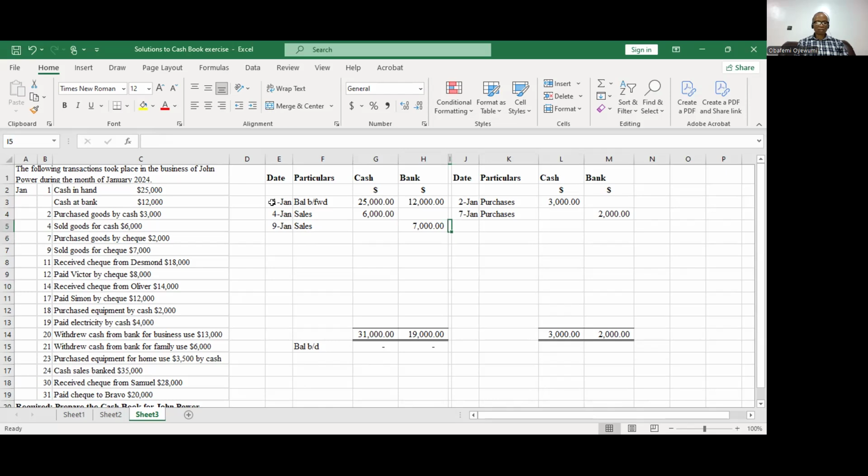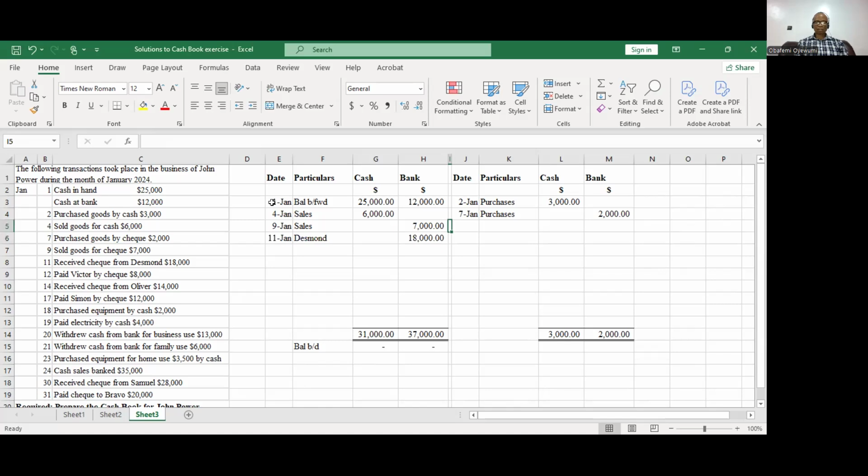On the 11th of January, an amount was paid by Desmond. So you have Desmond recorded in your particulars. Received check from Desmond, 18,000. So you're going to have 18,000 in the bank column. So that means you posted that one.